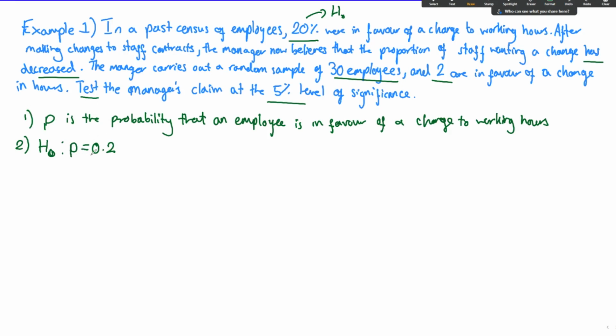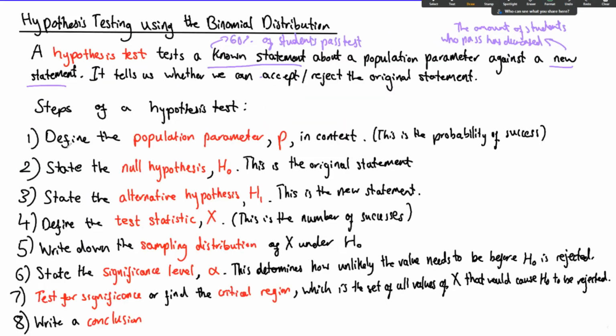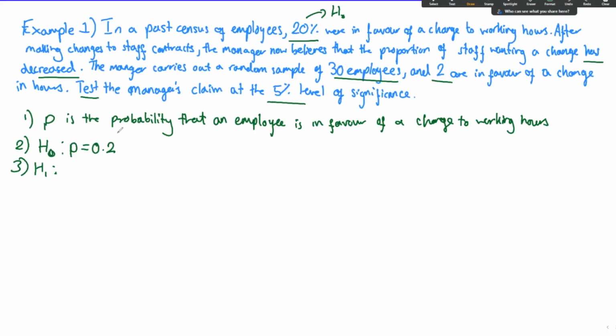And now we want to give our alternative hypothesis, which is H1. If you look back here, next is finding an alternative hypothesis. So now what we do is we look and we say, wait, this is our H1. The proportion of staff wanting a change has decreased. So we can say that P will be less than 0.2, because we know that this alternative hypothesis is suggesting that it's decreased, so the probability will be less.